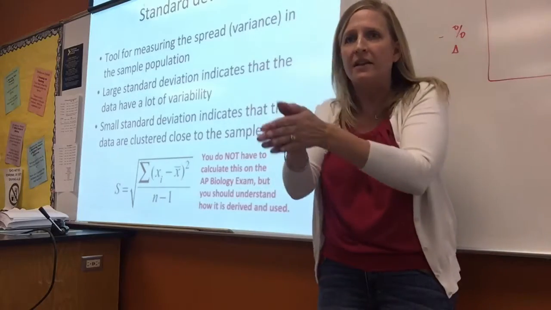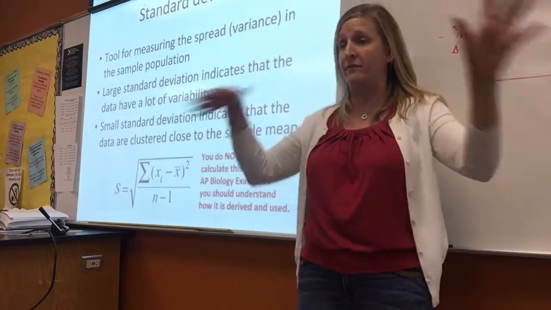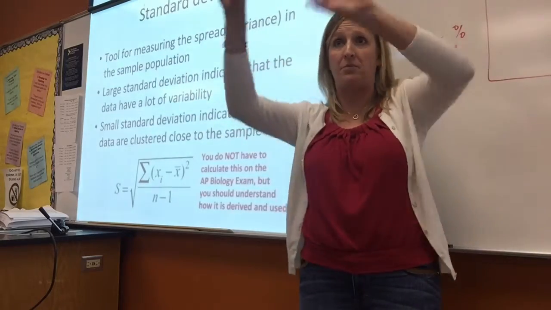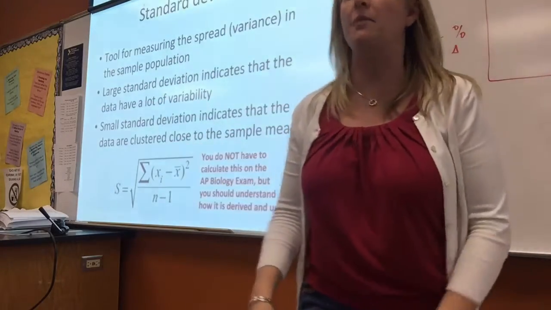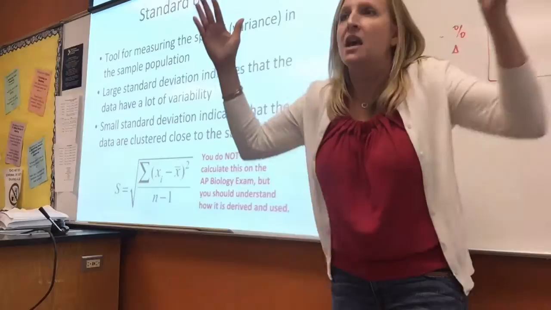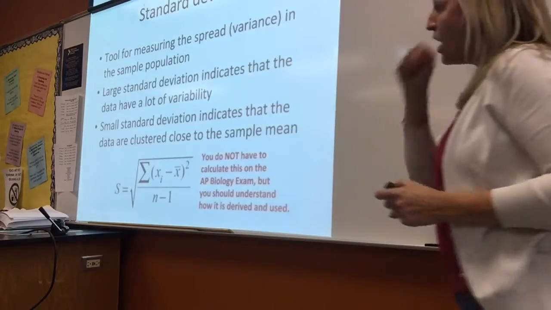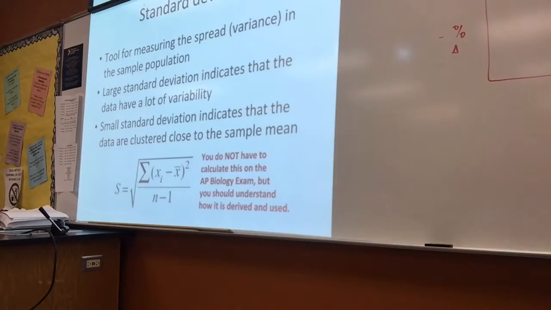So that would be the example where the 75% and you have people all over the place, very few people probably even at 75%, and then everybody else below or above. And a small standard deviation is the people are closer and clustered around that mean. All right, and so there's an equation to figure out standard deviation.